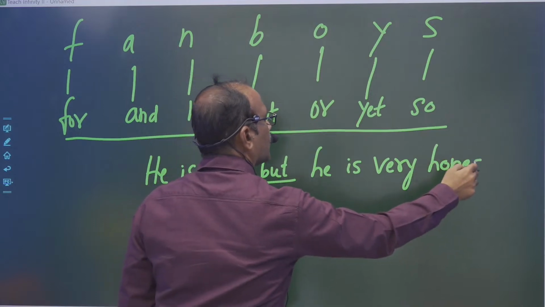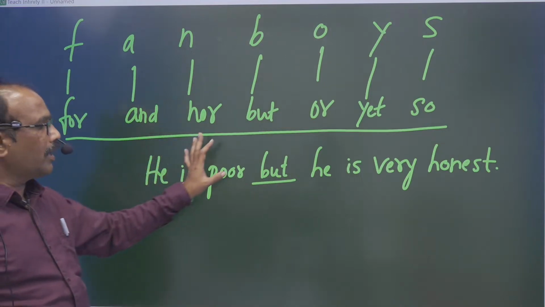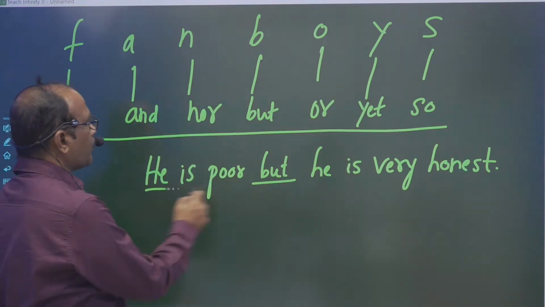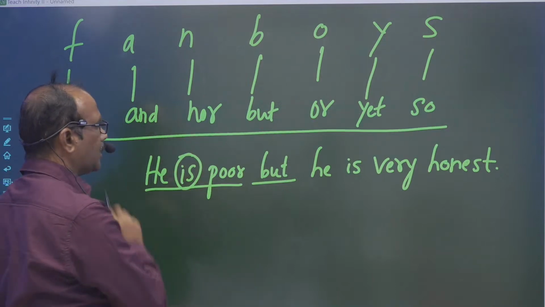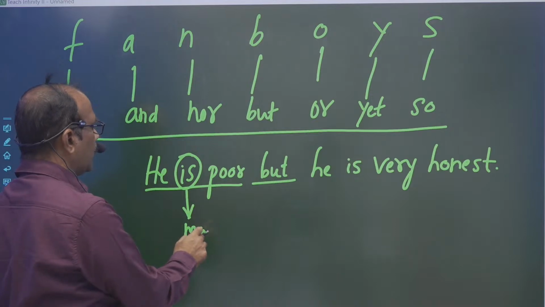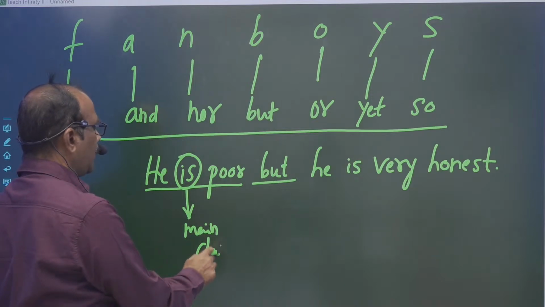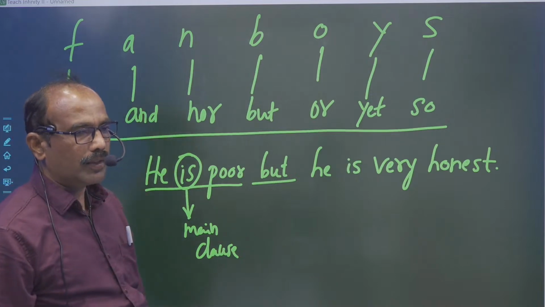He is poor, but he is very honest. ಅವನು ಬಡವನಾಗಿದ್ದಾನೆ. This is a part of a sentence, and this part has a finite verb with it, is. This clause, he is poor, is a main clause. ಇದು ಪೂರ್ಣವಾಗಿ ಅರ್ಥವನ್ನು ಕೊಡುತ್ತೆ, and that's why that is a main clause.